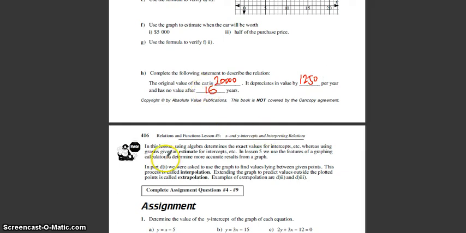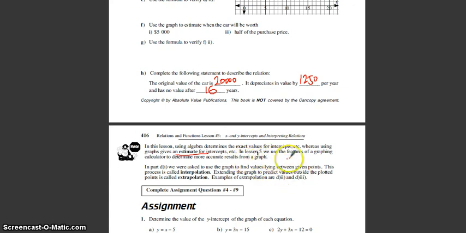In this lesson, using algebra determines the exact value of the intercept, whereas using a graph can give you an estimate for the intercept. Well, if it's right on the line it is also exact. The last thing I want to say is sometimes the intercept is not necessarily a perfect number. It could be a fraction, it could be a decimal. It doesn't have to be a whole number. All the examples we've seen so far are whole numbers to make it easy, but it doesn't have to be.